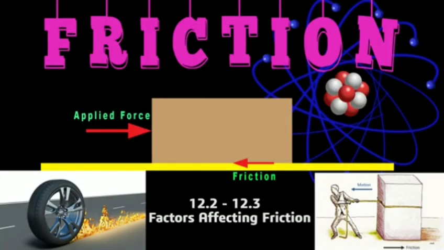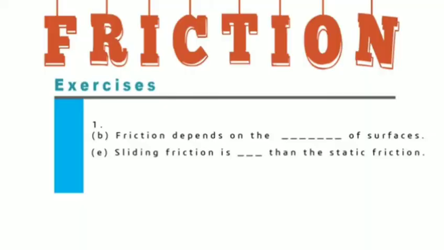Now is the time to answer the questions related to the topic. Here it is. Filling the blanks. The first one is, friction depends on the dash of surfaces. Number 2, sliding friction is dash than the static friction. What is the answer? You can pause the video right now and write your answers below in the comment section. Or you can keep watching this video to find the answers to the questions.